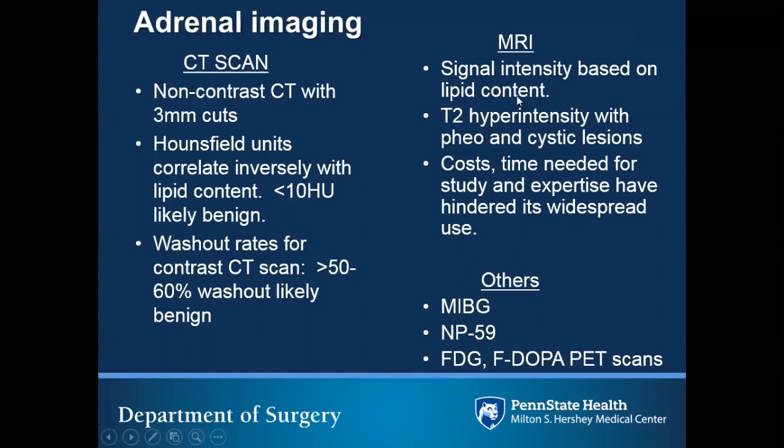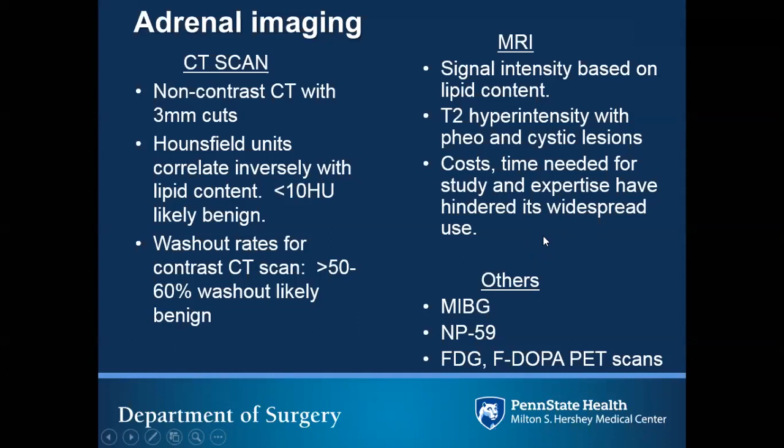There are other imaging modalities that we can try to use to assess for benign versus malignant. Things like the signal intensity on an MRI. I mentioned the T2 hyperintensity, but MRI is in general a little harder to interpret. It takes longer to image, and it is more costly.